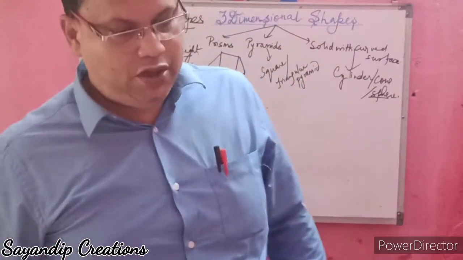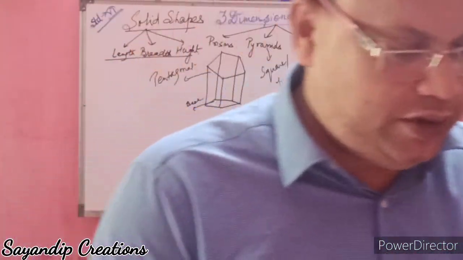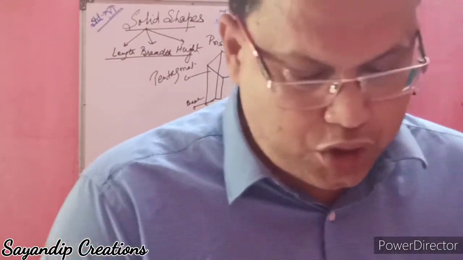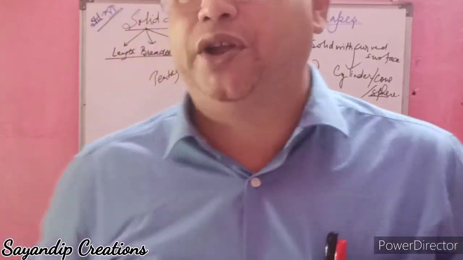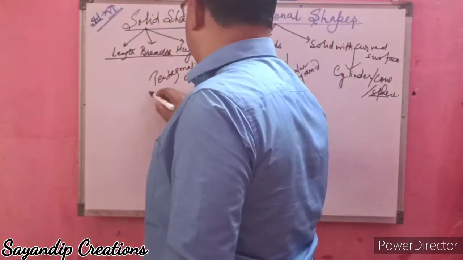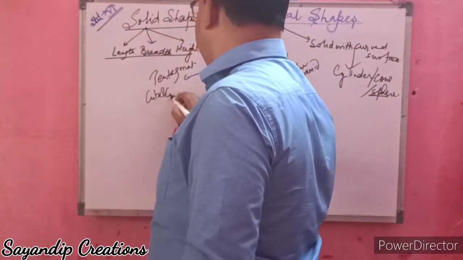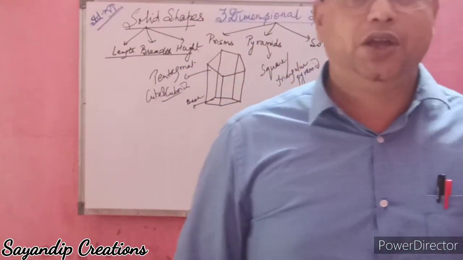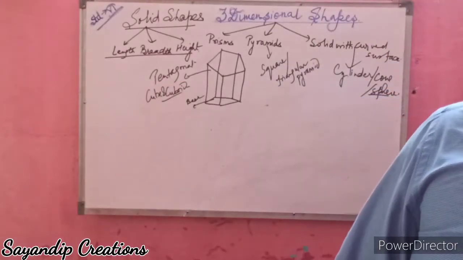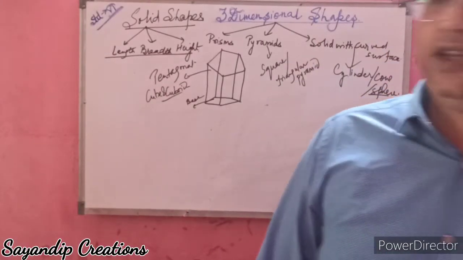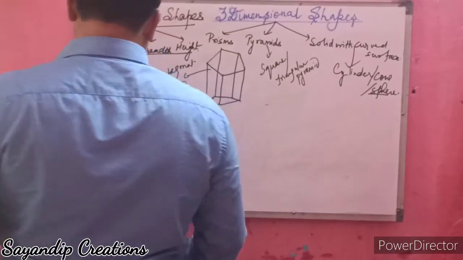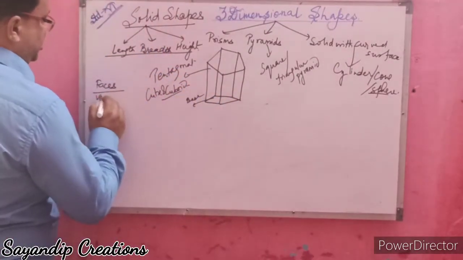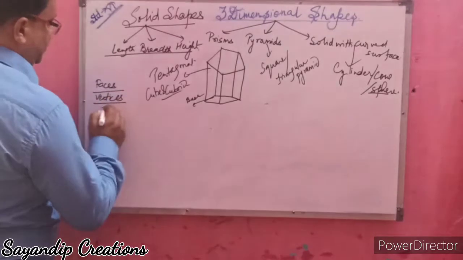Okay students, I will start discussing first this one, cube and cuboid. Cube and cuboid are also examples of prism. Now first, in 3D shapes, or three-dimensional shapes, we have three things: faces, vertices, and edges.